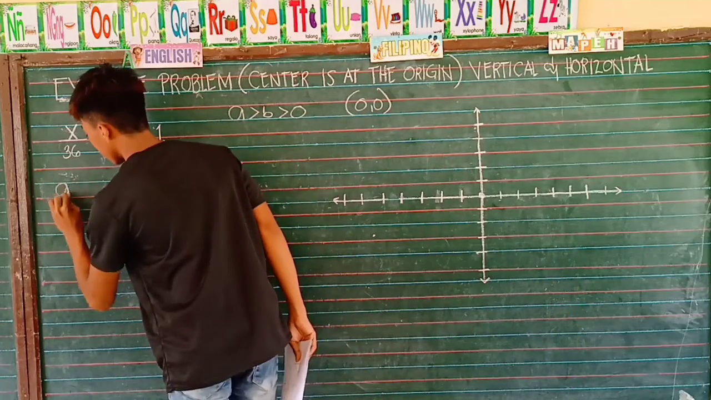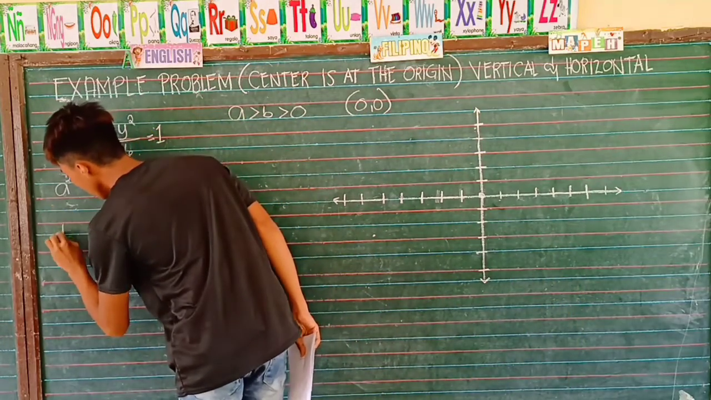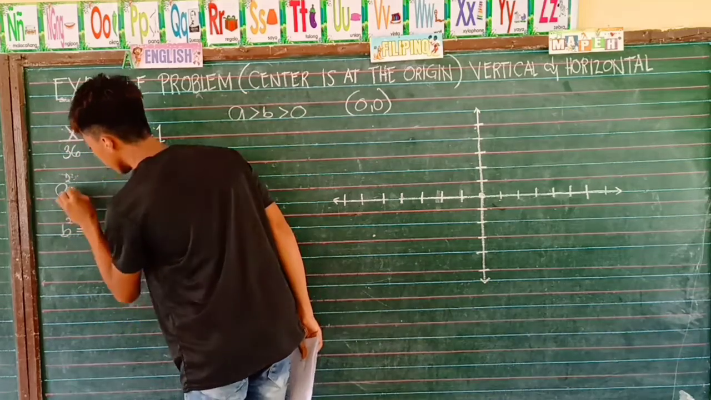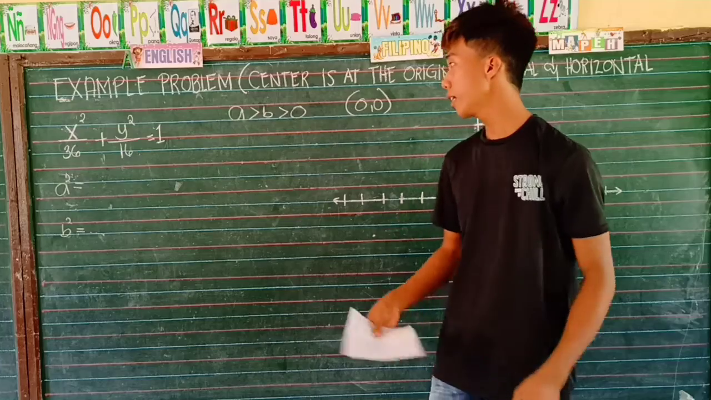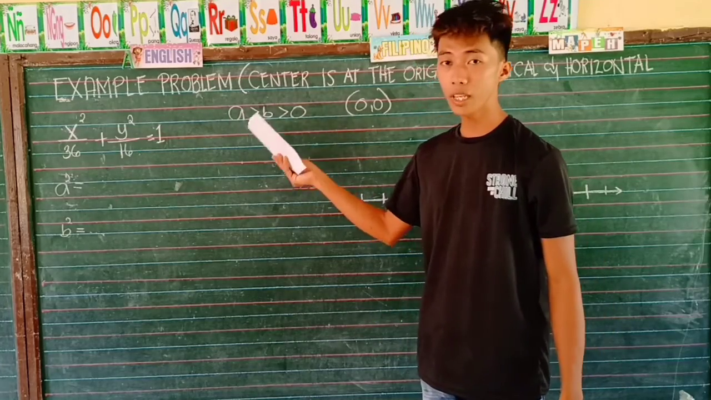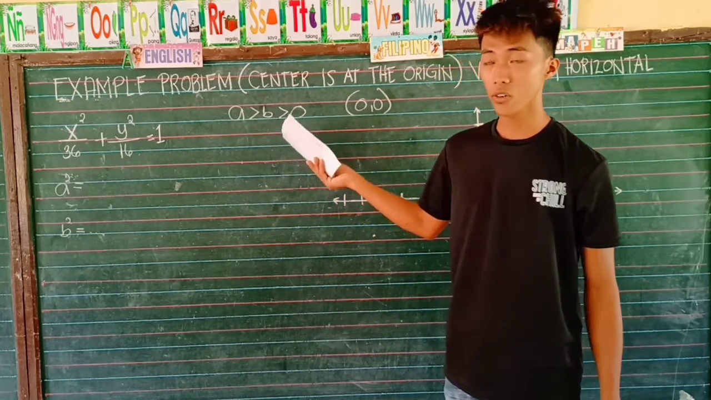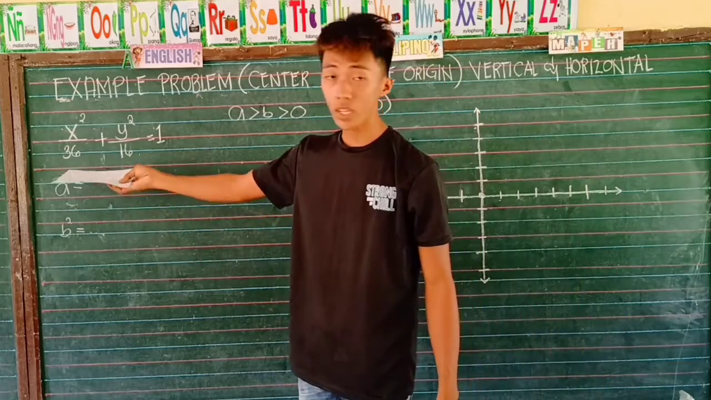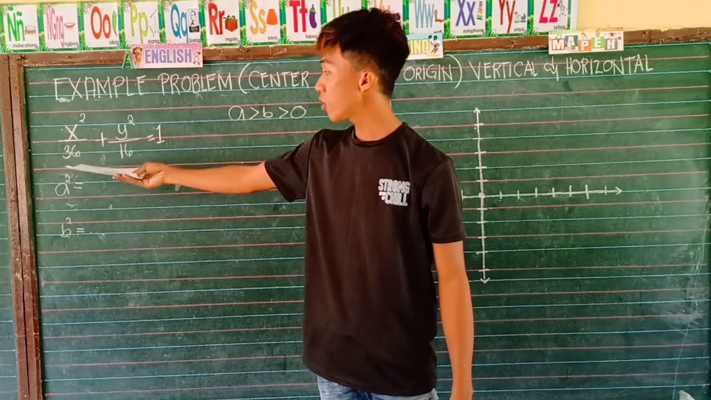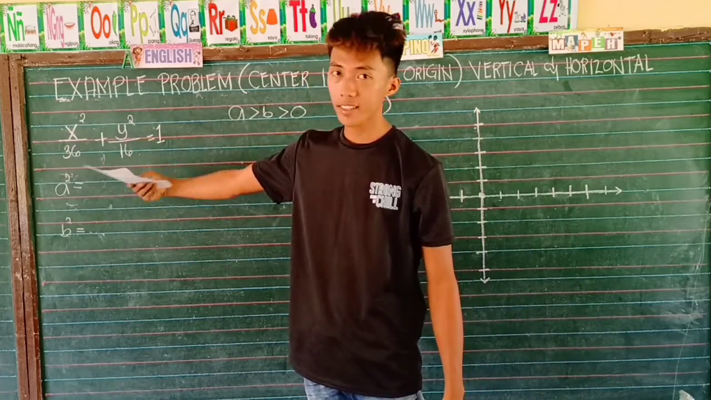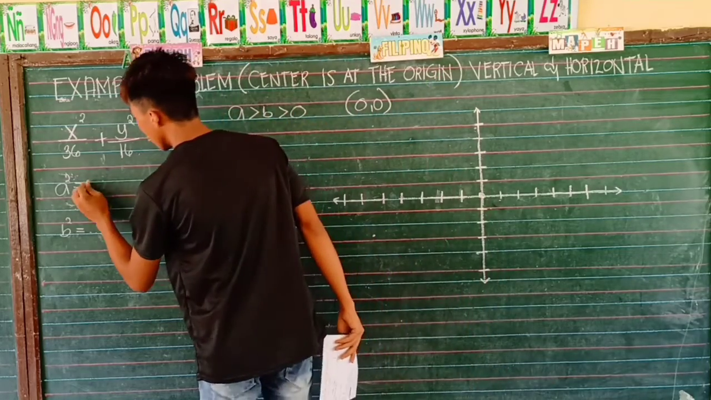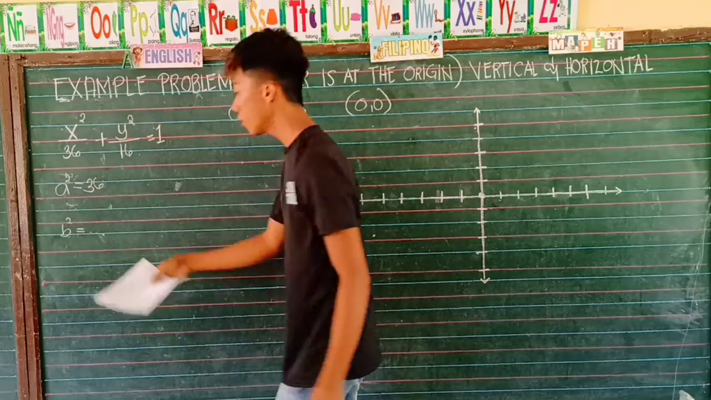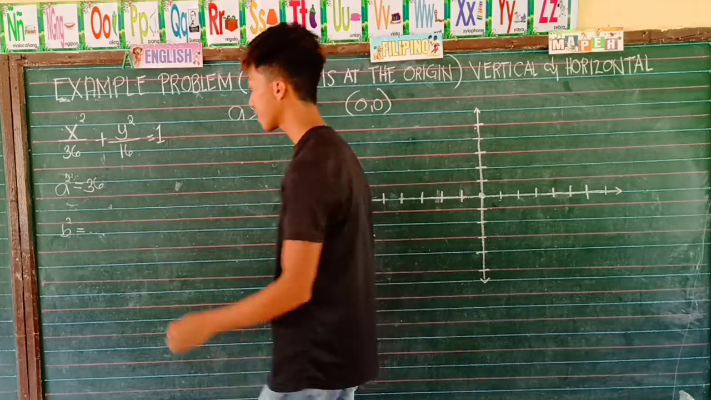a squared, b squared. What we just need to remember is that a is always greater than b, and b is always greater than 0. Since we can see in this equation that the bigger one is 36, it means 36 is the value of a squared. The value of b squared is 16.